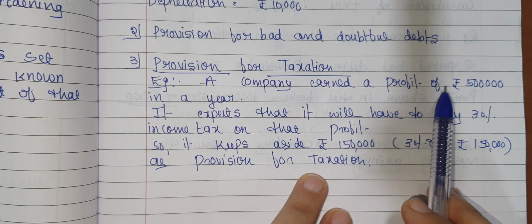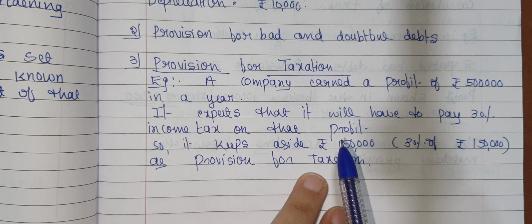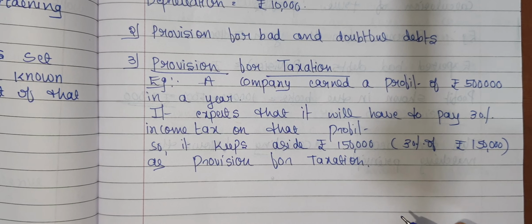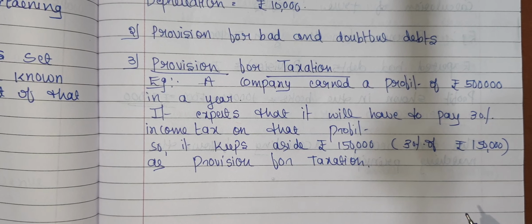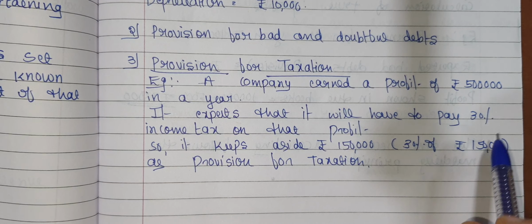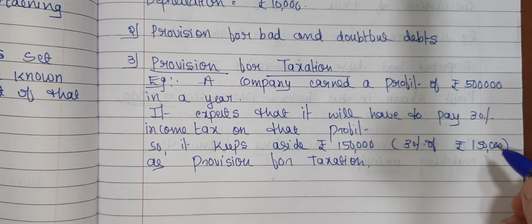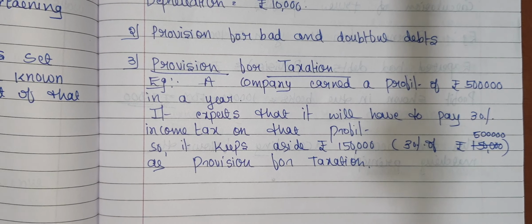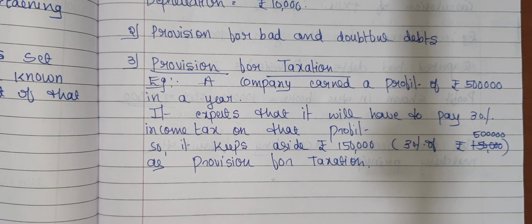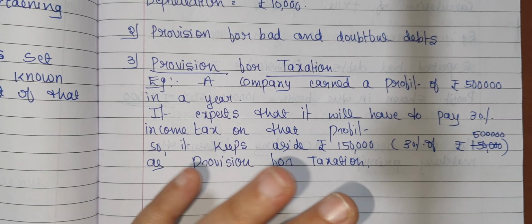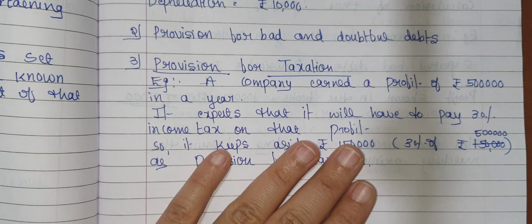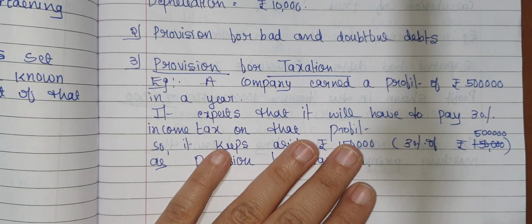A company earned a profit of rupees 5 lakh in a year. It expects, clear, it will have to pay 30% income tax on that profit. So it keeps aside how much amount? 30% of rupees 5 lakh is rupees 1,50,000. Clear? As provision for taxation. This means the company sets aside rupees 1,50,000 to pay tax later when the actual amount is confirmed.